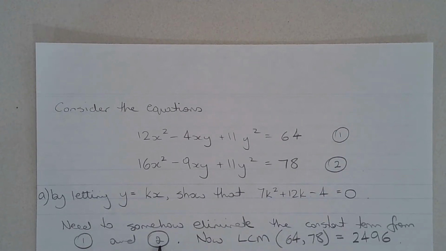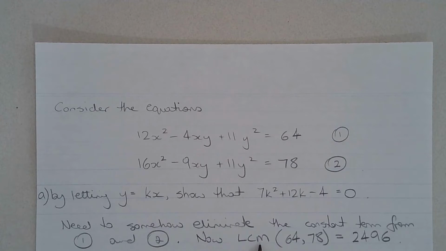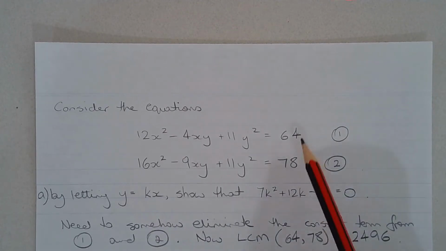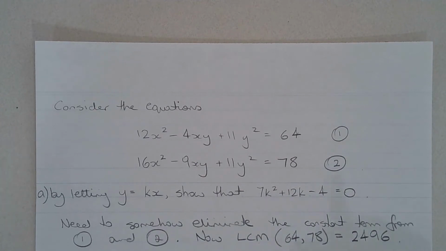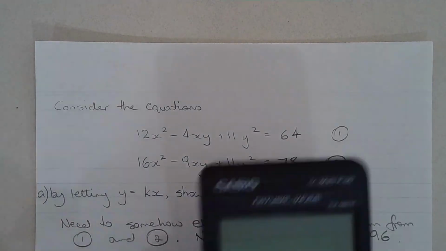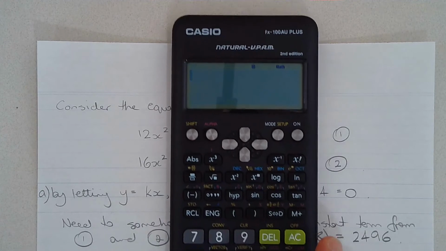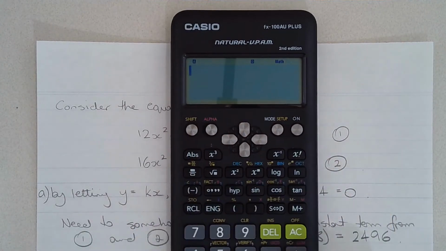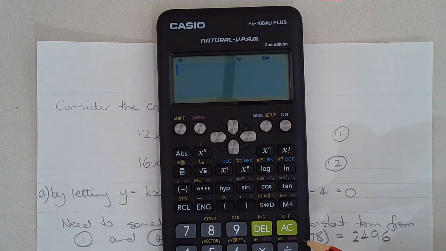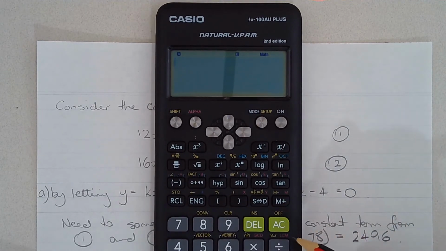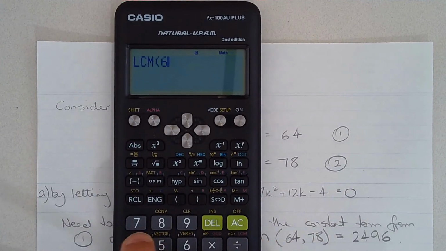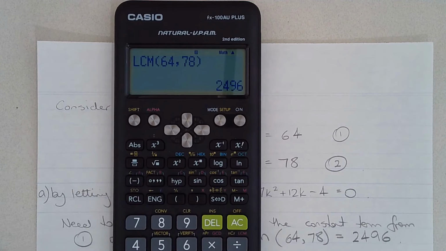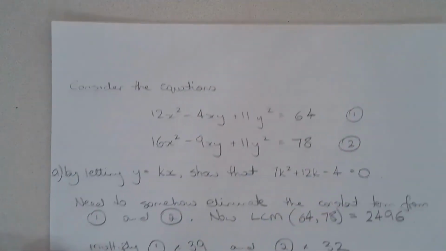To eliminate the constant term, let's find the LCM, the lowest common multiple, of 64 and 78. They're our two constant terms. And it turns out to be 2,496. If you want to know how to do that on your calculator, I'll quickly show you. Turn the calculator on. Press the alpha key, and you can see there in red where it says LCM, at the bottom. Push that and type in the two constant terms, 64, 78, and we get 2,496.